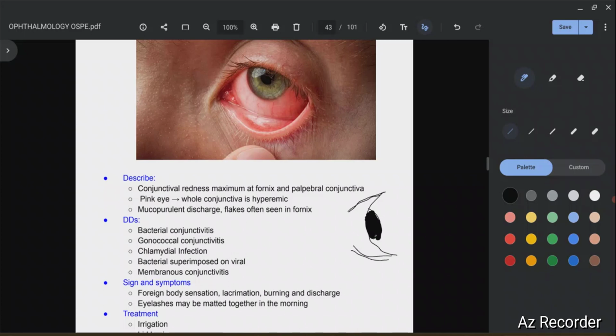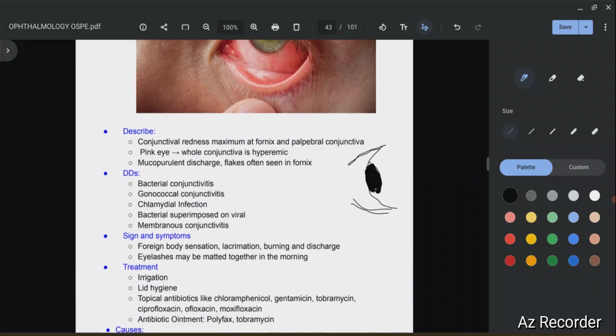So you know that conjunctiva is of two types, palpebral and bulbar. Palpebral conjunctiva is present inside of your eyelids. The conjunctiva that's covering the inside of your eyelids is palpebral conjunctiva, and the conjunctiva which is present on your eyeball, on your sclera actually, is bulbar conjunctiva. Conjunctiva is not present on your cornea, remember this.